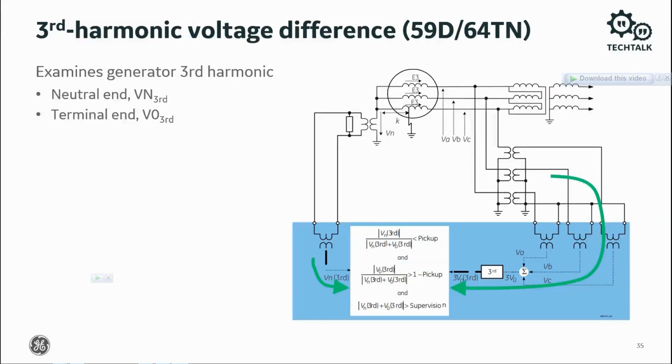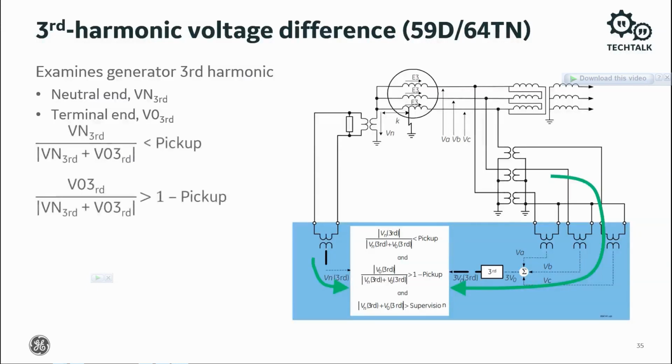the stator windings. The amount of third harmonic voltage that appears in the neutral side is both load and machine dependent, therefore we must use an adaptive protection method. The relay uses these formulas to create an adaptive operating quantity based on the amount of neutral voltage Vn third and the amount of terminal voltage 3V0 third. Combine these quantities for supervision.